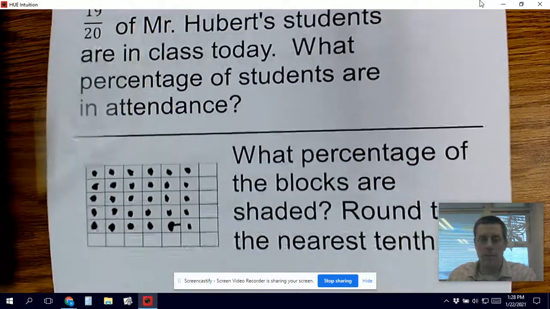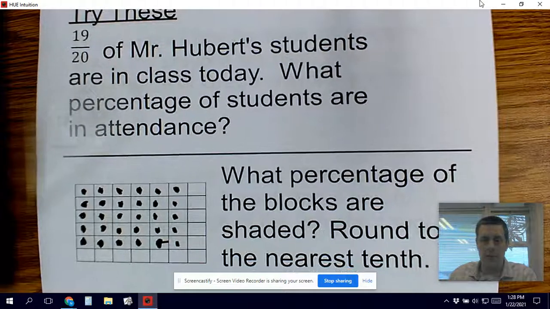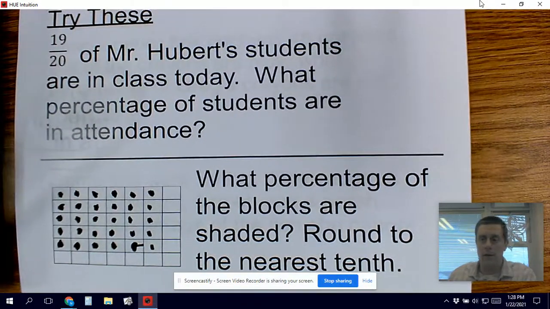All right, 2 more problems on the screen. I want you to try both of these on your own. So record down the ratios you need to convert to percentages, pause your video, try them on your own. When you are finished, begin playing the video again to check your work to see how you did.